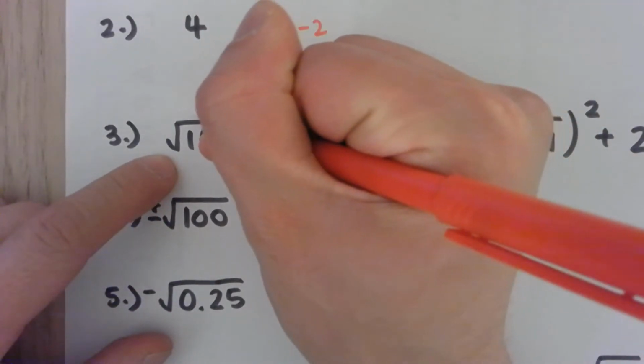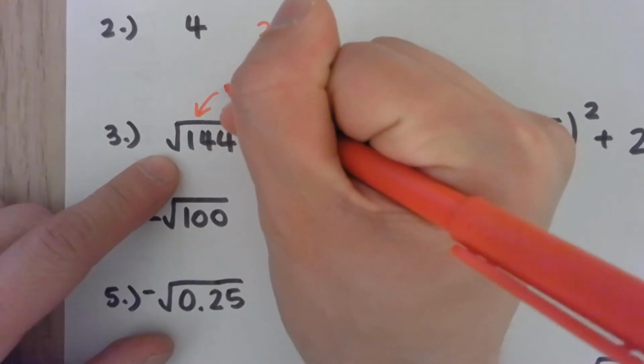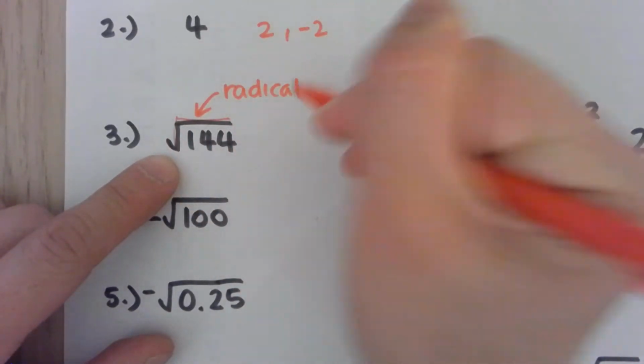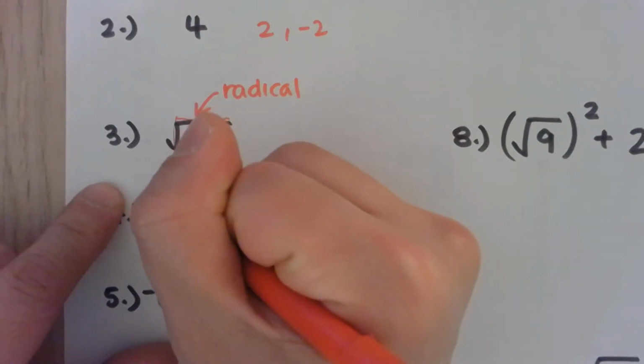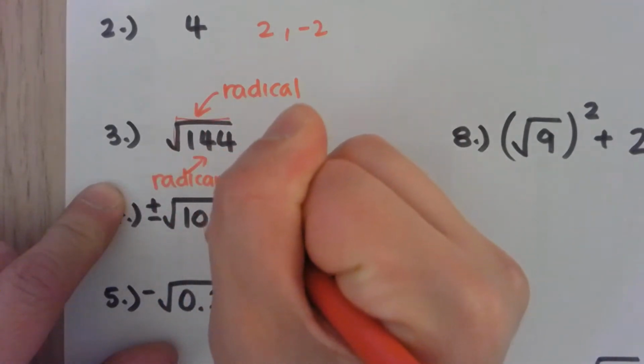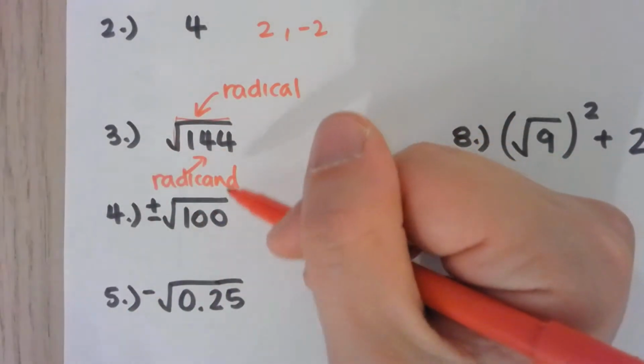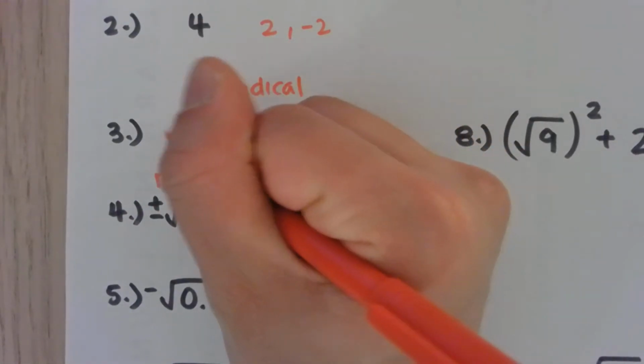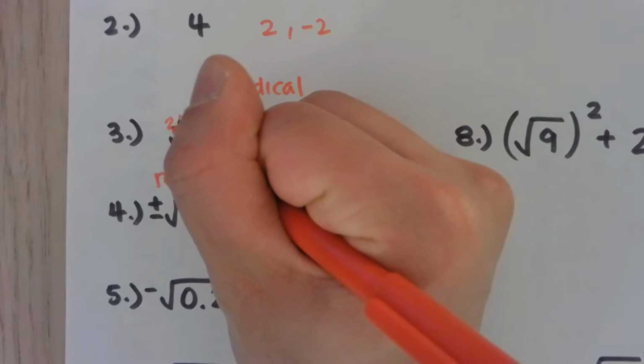Number 3. Let me drop some vocab on you. This right here is called the radical sign. This whole entire line right here, this is the radical sign. And then the number inside is called the radicand. Over here, we have 144 as our radicand, and we're trying to find the square roots. Oh, and by the way, if it doesn't say a number right here, there's actually a hidden 2 right there.